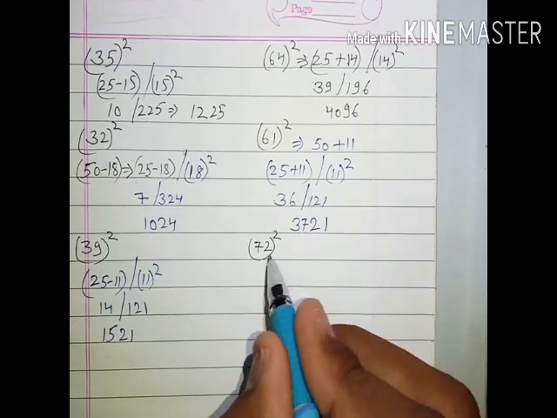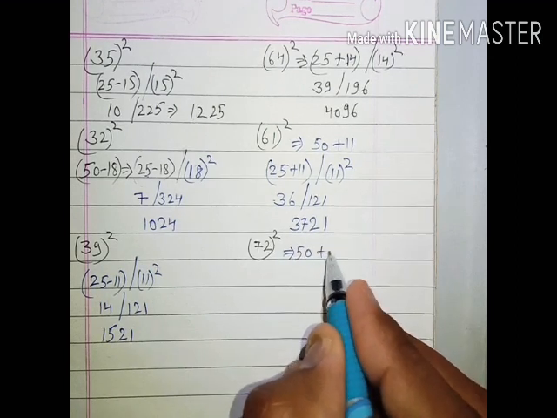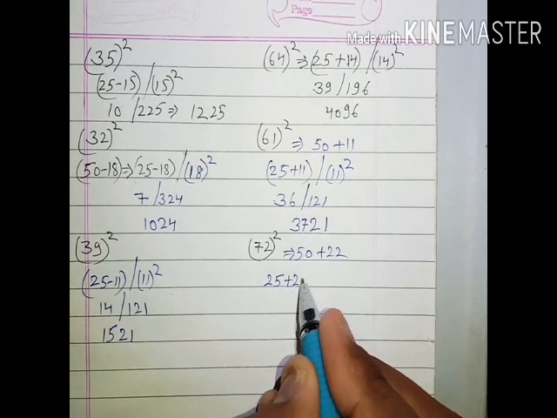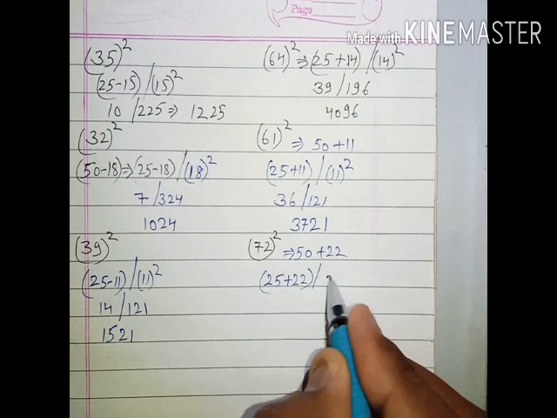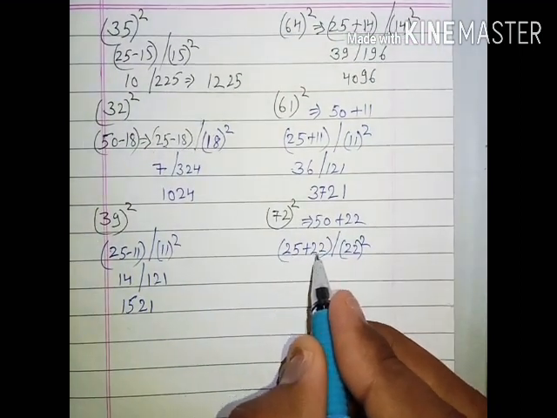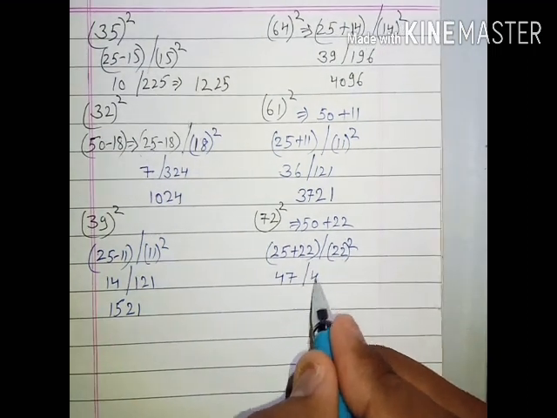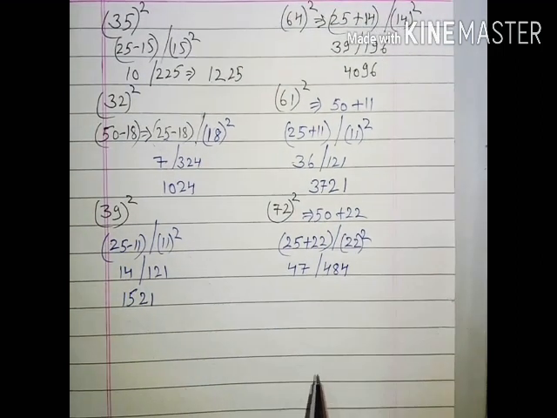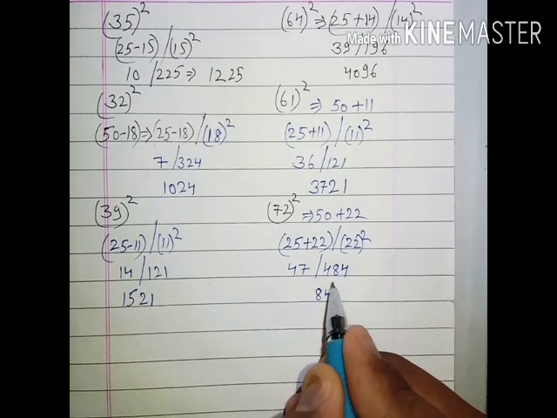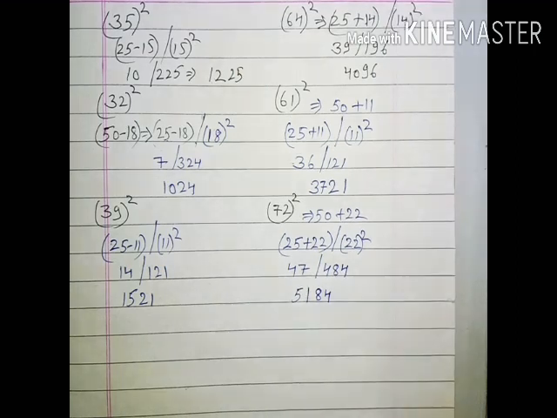72 square. The number is 22 more than 50. We can write 50 plus 22, and so we add 25 plus 22, and on the right side the square of 22. 25 plus 22 becomes 47, and the square of 22 is 484. Again 2 digits are written the same way. 4 is carried to the left. 47 plus 4 becomes 51.